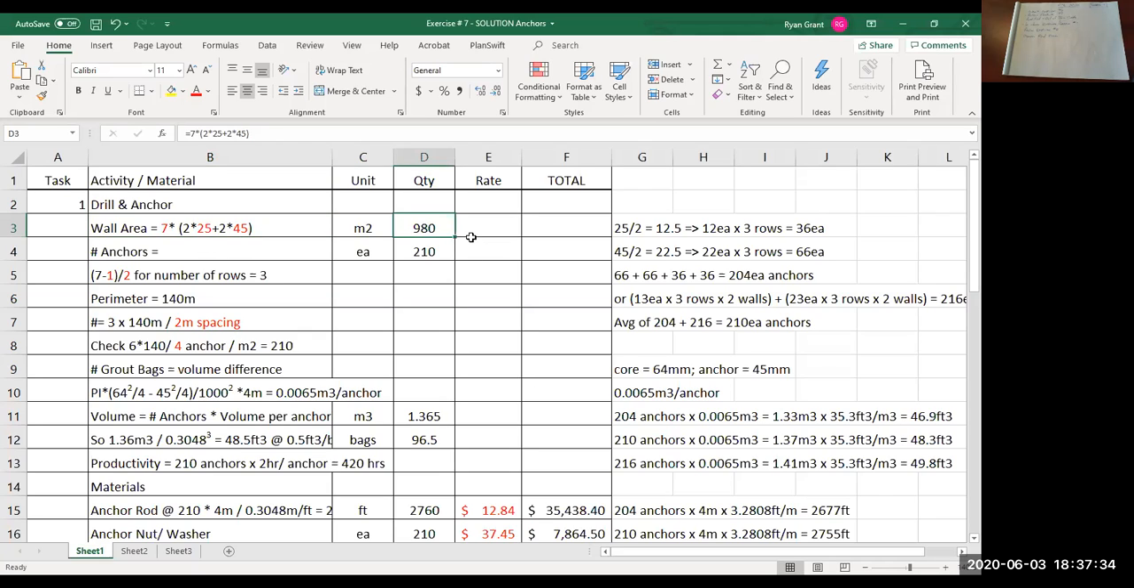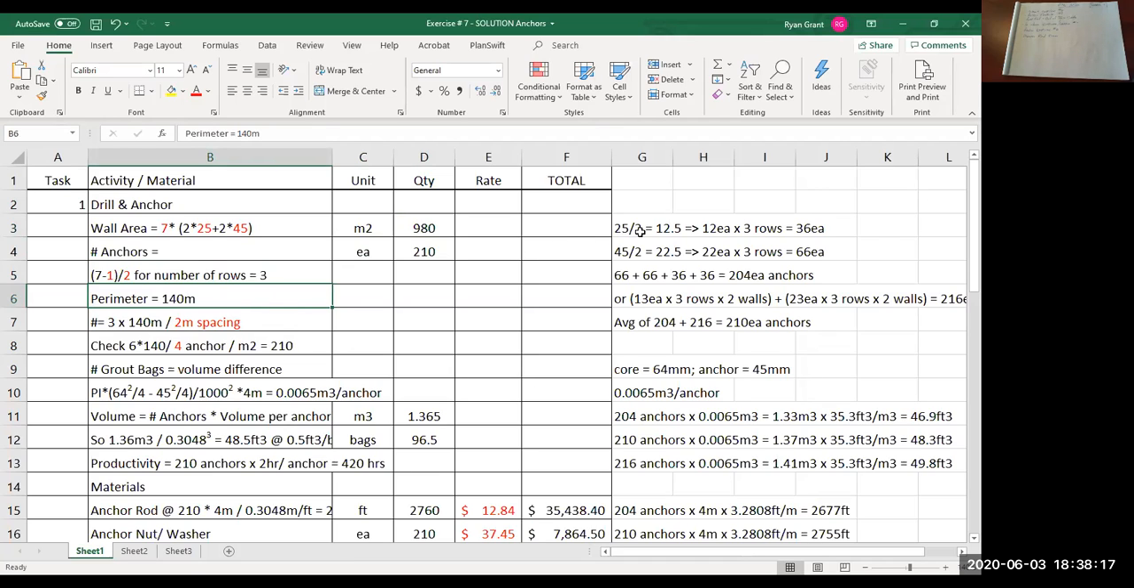Now the number of anchors, I was flexible on this one. So there's different ways of calculating the number of anchors that are required. One way is considering all 4 walls as one continuous wall, which is what's shown here. So perimeter of 140, so that's 2 times 25 plus 2 times 45. So that's 140 meter overall wall length. And then do your anchor spacing from there to come up with 210 anchors.